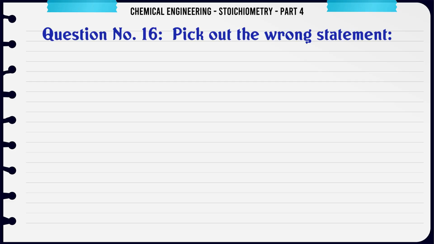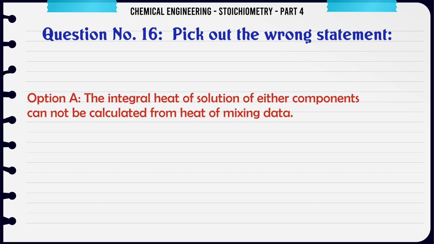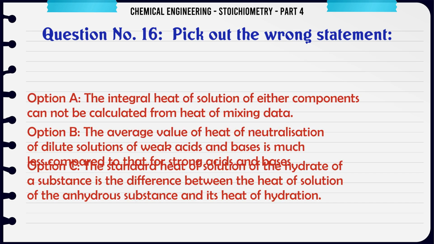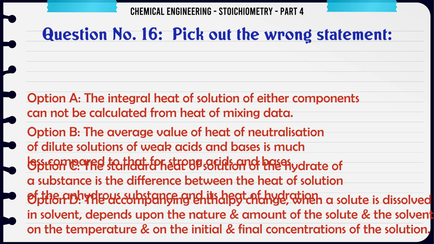Pick out the wrong statement. A: The integral heat of solution of either component cannot be calculated from heat of mixing data. B: The average value of heat of neutralisation of dilute solutions of weak acids and bases is much less compared to that for strong acids and bases.